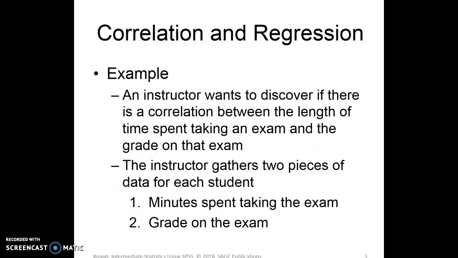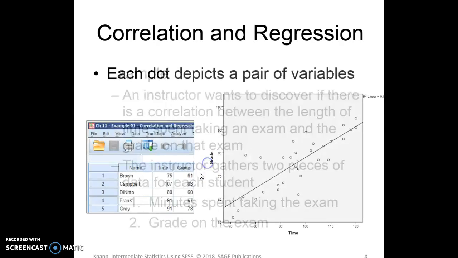Let's just start out with an example of how it's used. An instructor wants to discover if there's a correlation between the length of time spent taking an exam and the grade on that exam. The instructor gathers two pieces of data for each student, the minutes spent taking the exam and the grade on the exam. And here's what happens.